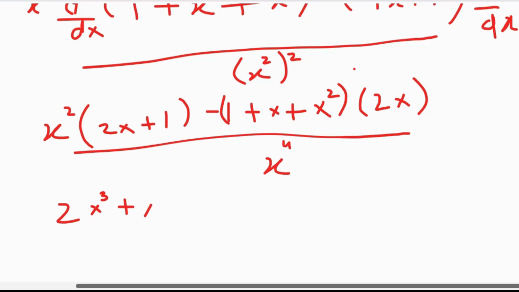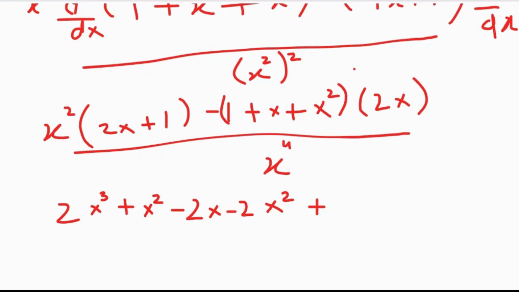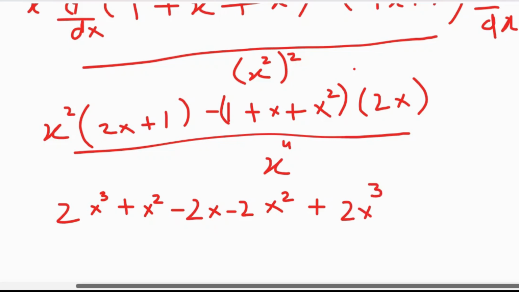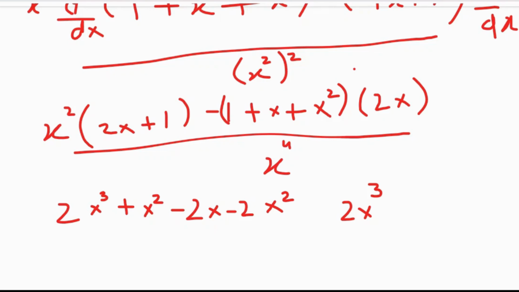plus x squared minus 2x minus 2x squared. Plus 3, plus it would be 2x cubed. Not actually a plus because there is a minus outside, so that would be just a minus 2x squared. And a minus 2x cubed as well. So you must be happy here because the higher power is again getting cancelled out.